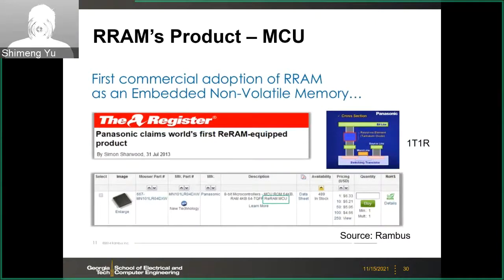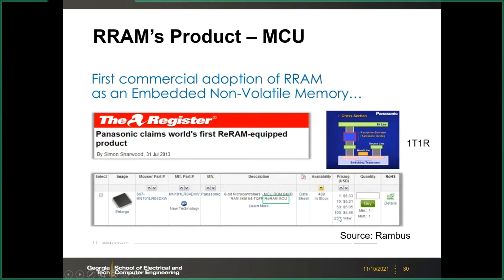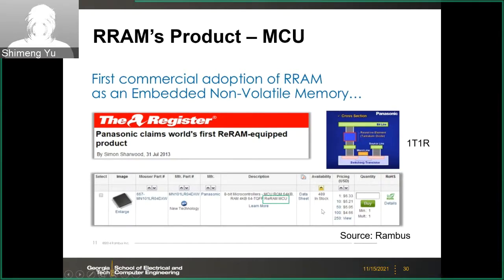And later, Panasonic actually commercialized this technology, and they embedded it into a microcontroller, MCU. I don't know if it's still available now, but at some time, a few years back, you could buy it from the website. So this is the first RRAM-based product you can buy from the market. This application is a microcontroller with embedded non-volatile memory from Panasonic.